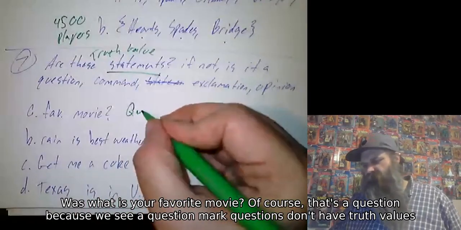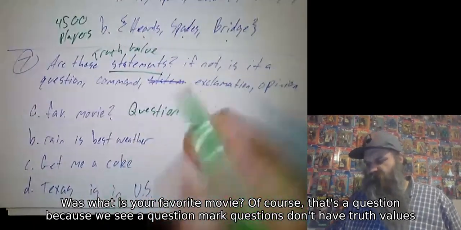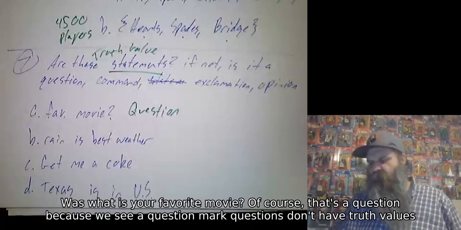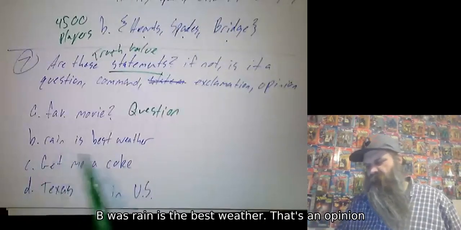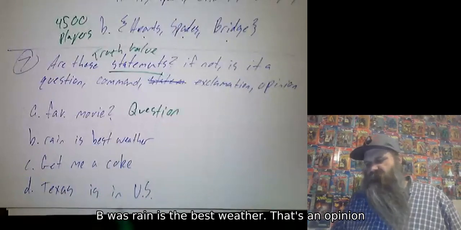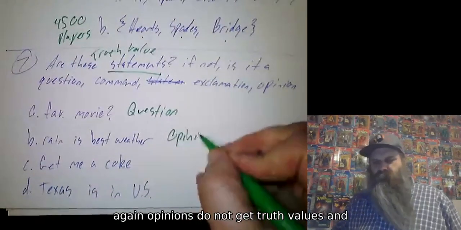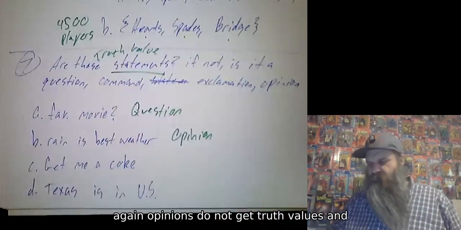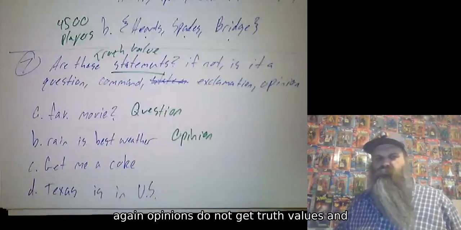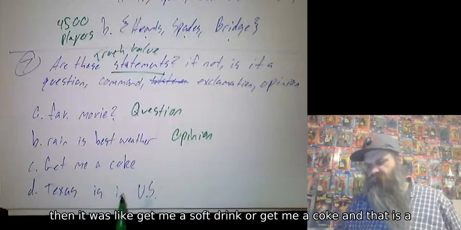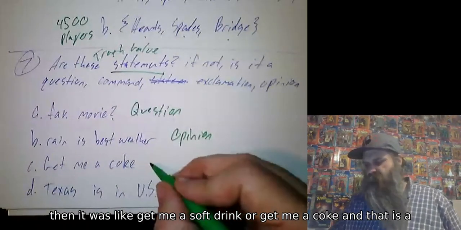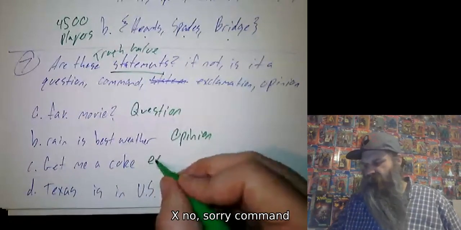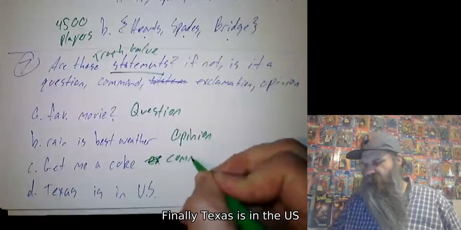So A was, what is your favorite movie? Of course, that's a question because we see a question mark. Questions don't have truth values. B was, rain is the best weather. That's an opinion. Again, opinions do not get truth values. And then it was like, get me a soft drink, or get me a Coke. And that is a command.